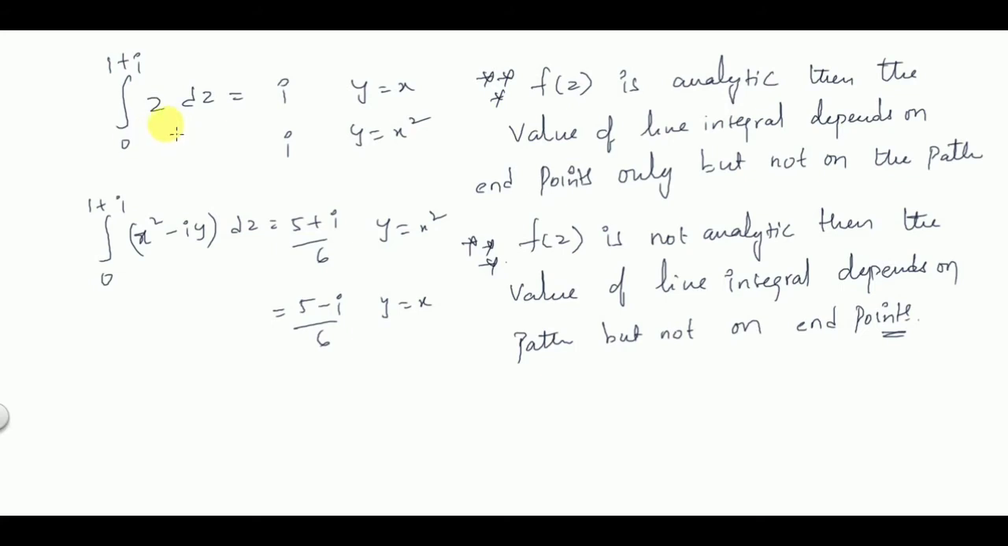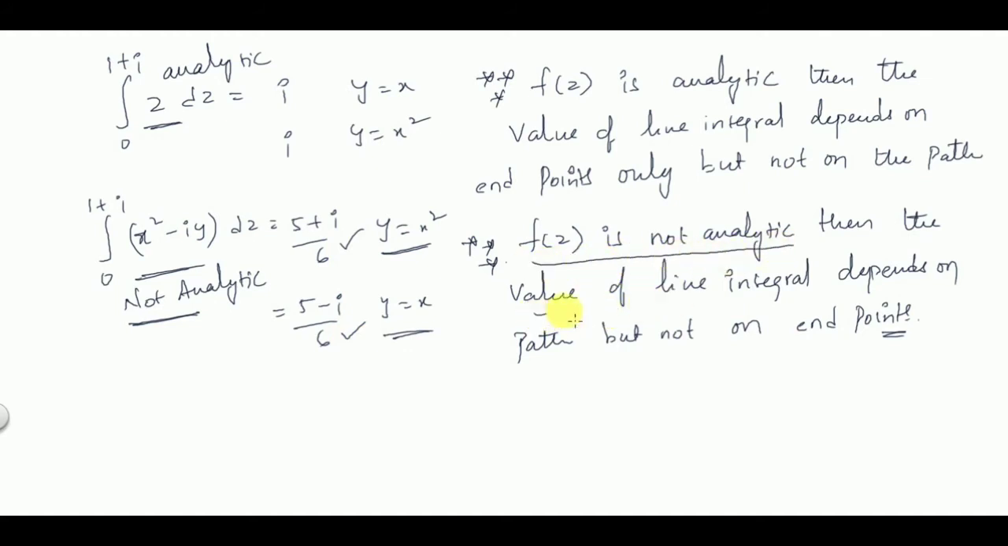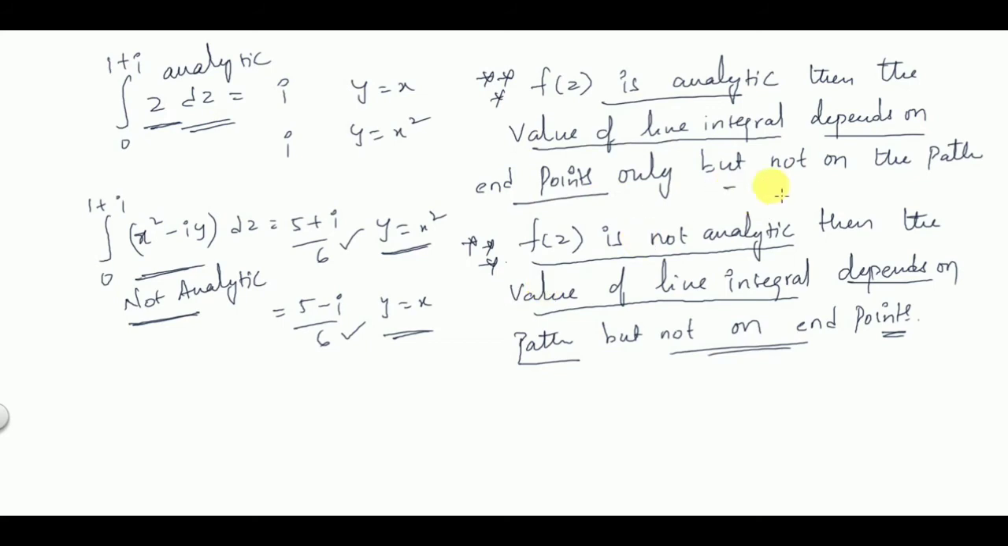Okay, so here it is an analytic function. We know that z is an analytic function. This one is not an analytic function. So the function is not analytic, that is why for different paths you are getting different answers. That is what I have written here. If f of z is not analytic, then the value of the line integral depends on the path. So if the path varies, then the line integral value also varies, but not on the endpoints. But if f of z is analytic like this, then the value of the line integral depends on endpoints only, but not on the path.